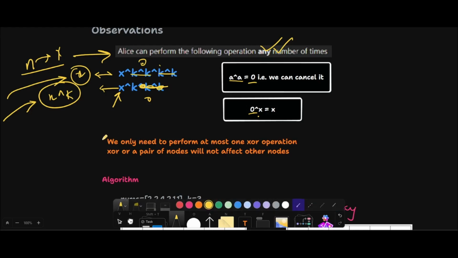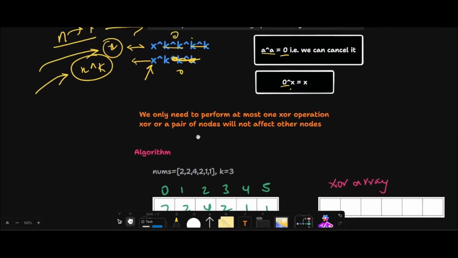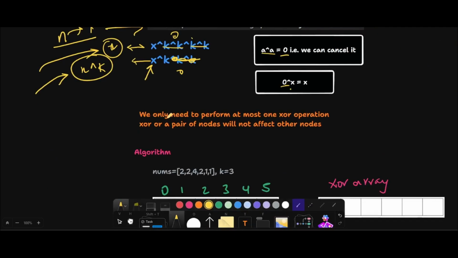As we have already seen, if you want to XOR a value in a particular tree, you have to take a node which is not that. That means we have to create a pair, and in a pair only we have to perform the XOR operation. So we need to perform at most one XOR operation, as I have explained, only 0 times or 1 time. 0 is this where we did not apply XOR, and 1 is this where we applied XOR. And XOR can be applied to a pair of nodes which will not affect the other nodes. Why are we taking a pair? Because it will not affect other nodes, as we have explained before.